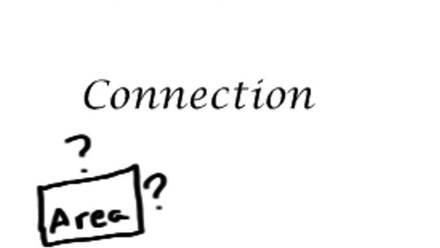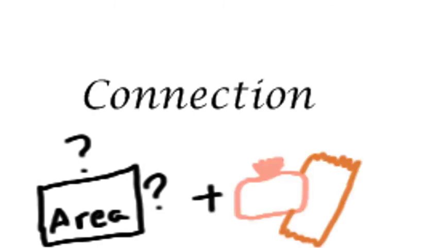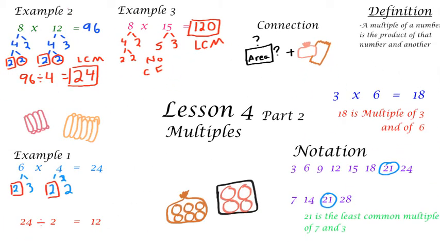So in establishing a connection to the real world, least common multiples can help us figure out area, as well as give us the capacity to count vast quantities to figure out how to maximize our efforts.